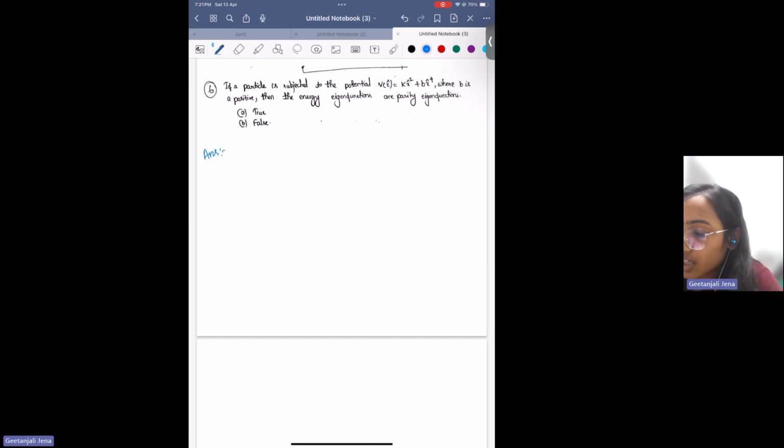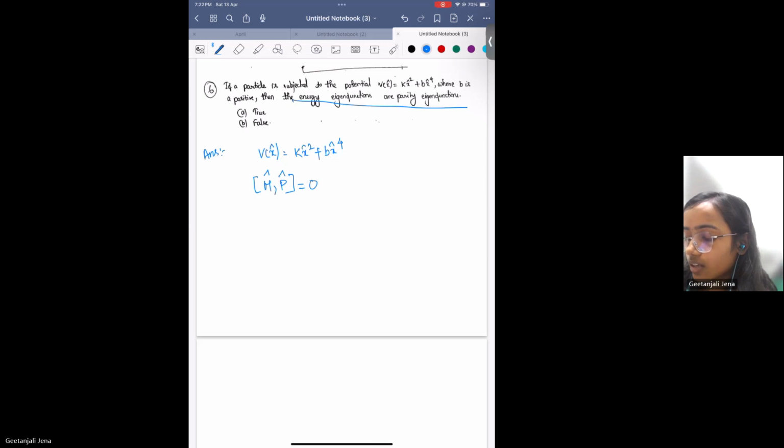The sixth question is, if a particle is subjected to the potential V of x equal to kx squared plus bx to the power 4, where b is positive, then energy eigenfunctions are parity eigenfunctions. So it is telling that the parity eigenfunctions are equivalent to the energy eigenfunctions. That means if these two operators, for energy it is the Hamiltonian and for parity it is P, have a common eigenfunction, then the commutation relation of H and P should be 0.